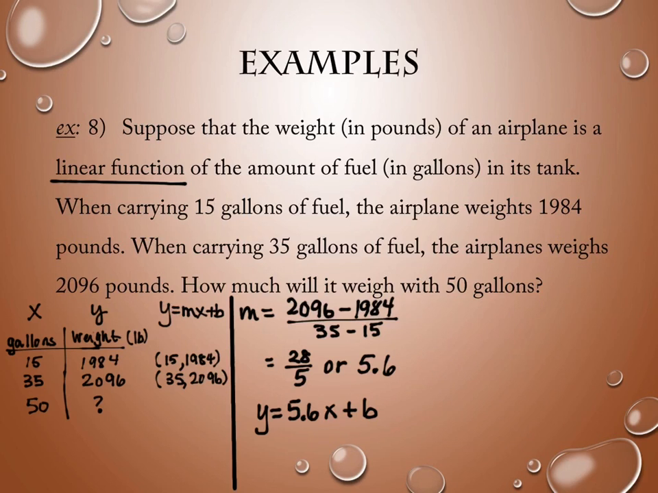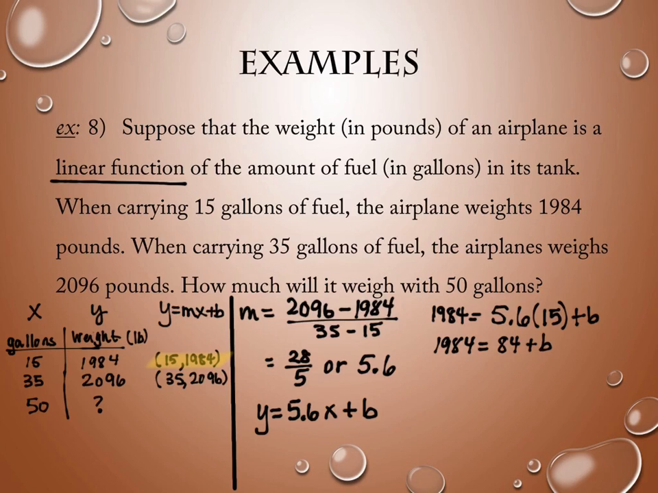How am I going to be able to find what b is? Yeah, good. I need to fill it in with one of my ordered pairs x and y. It doesn't really matter which one. I'm going to use the first one just because. So 1984 would be y equals that 5.6 times x, which is 15. And I can find out what b is. So, what is 15 times my 5.6? What is it? 84.